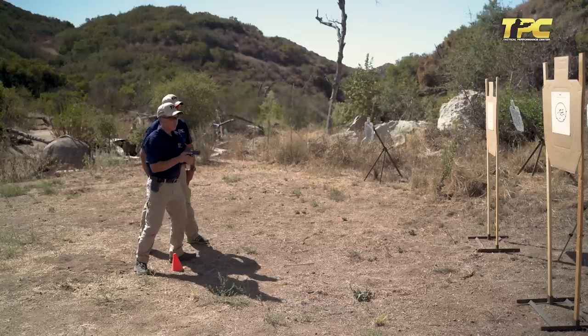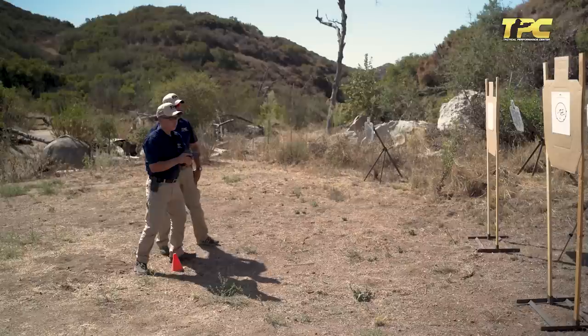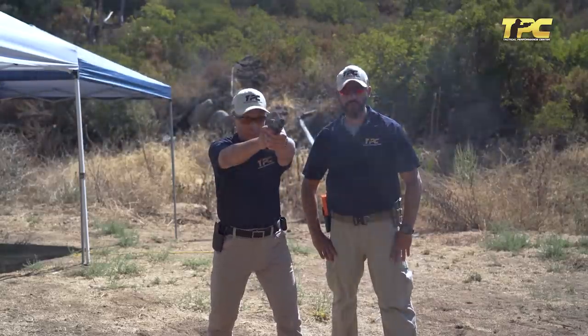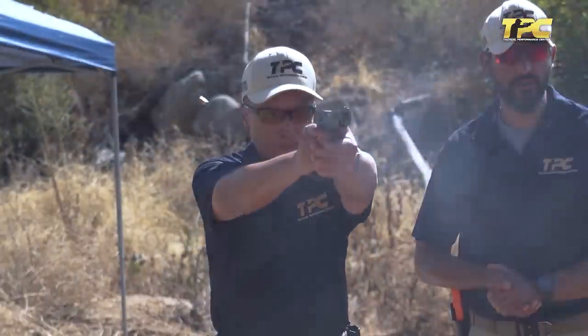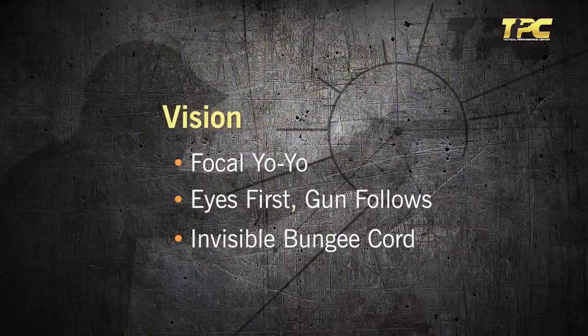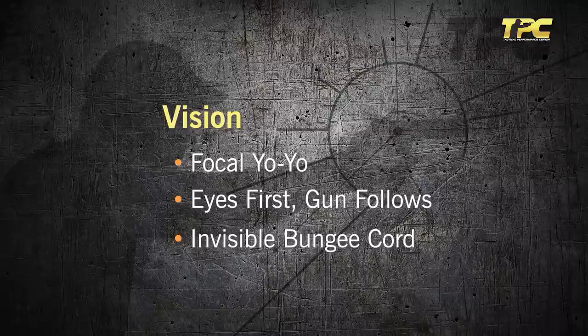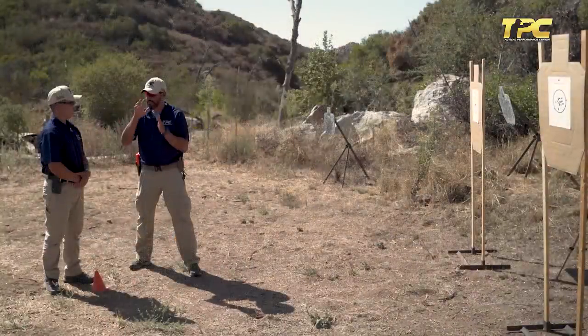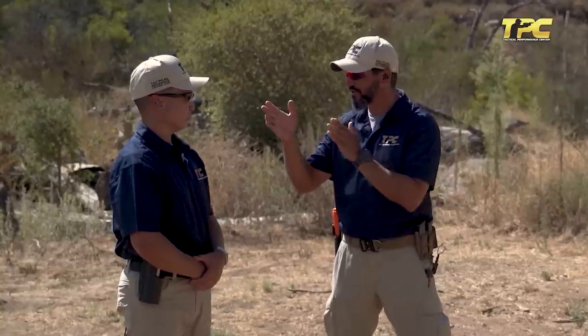Very good. Now let's switch from right to left. Invisible bungee cord. And go. Excellent. So that's the three key points of vision. Focal yo-yo, eyes first, sights follow. Always keep the sights attached to your vision with an invisible bungee cord.